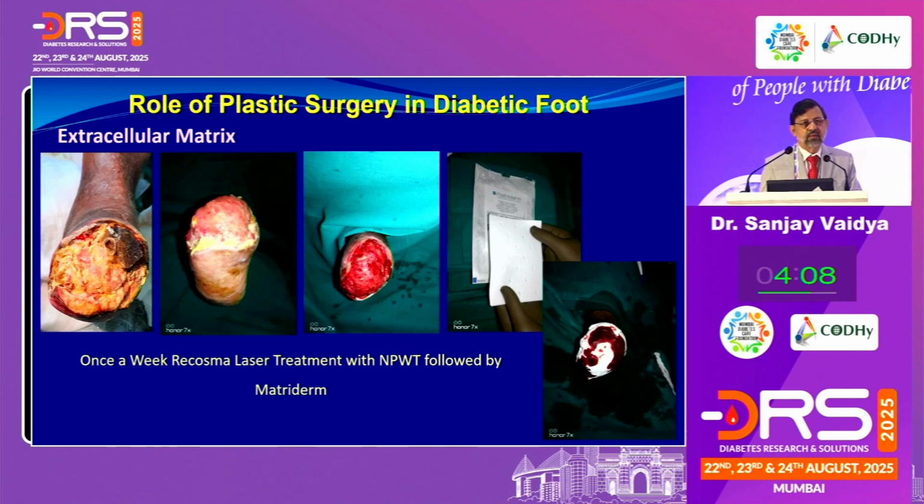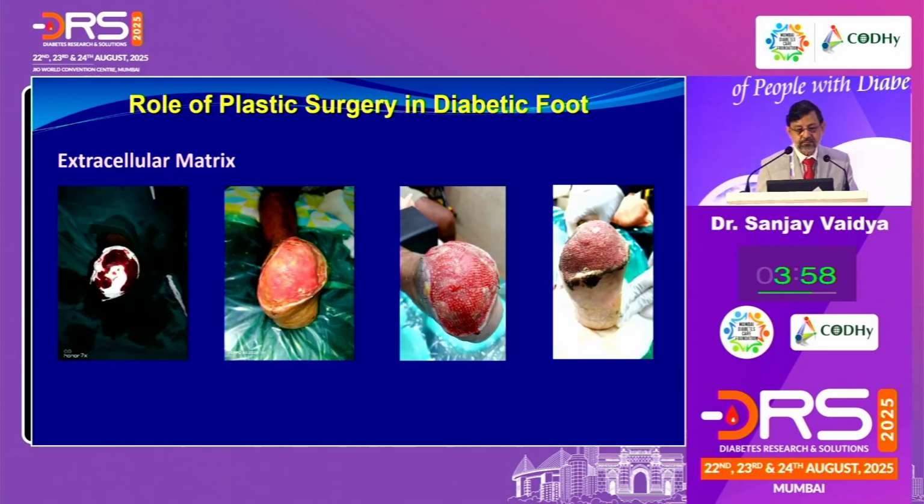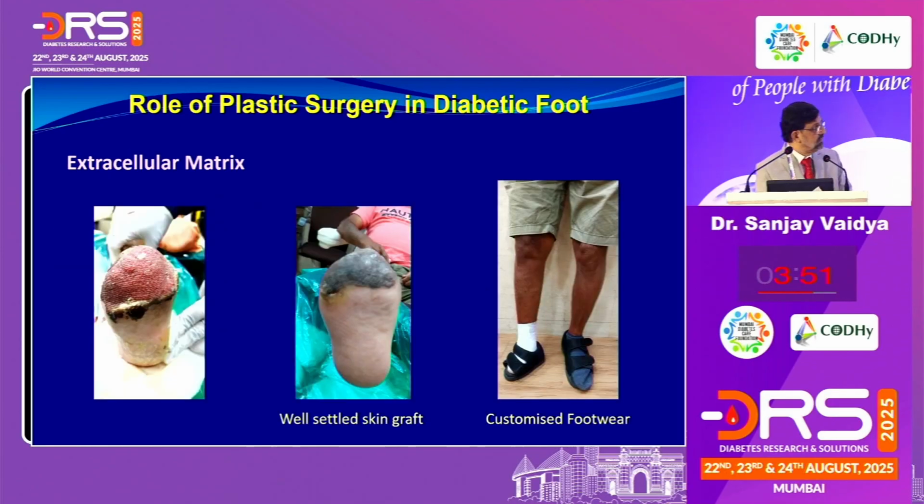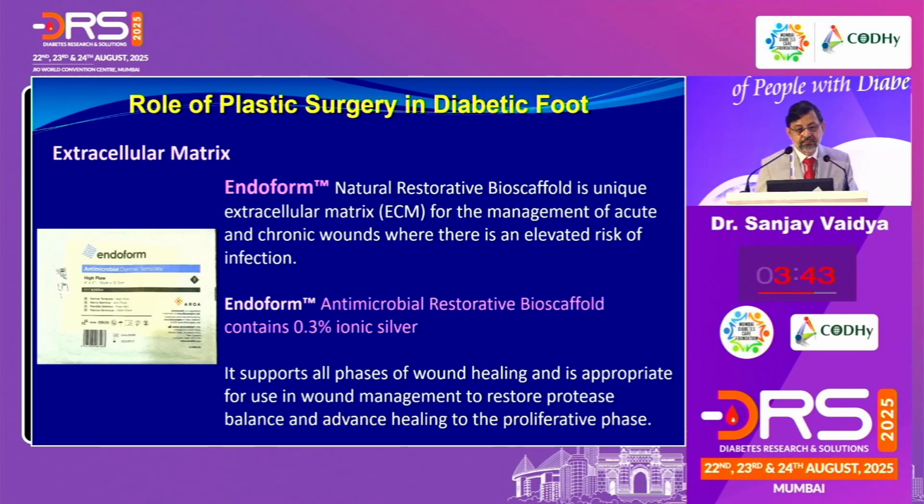Again, putting a flap in such cases, a microvascular flap poses a significant risk because a recipient vessel may not be good. So here, as you can see, I put that matrix on top. Subsequently, once it is integrated, put a skin graft. Then you can see a very well settled skin graft. And the last picture is when you can see that the patient is standing on his own feet with a modified footwear, and that leg could be saved.